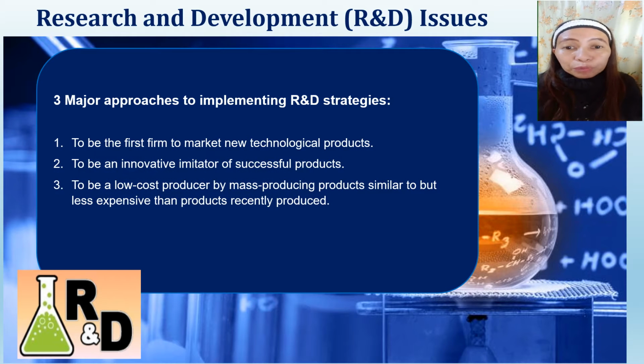There are at least three major R&D approaches for implementing strategies. First, the first strategy is to be the first firm to market new technological products. This is a glamorous and exciting strategy but also a dangerous one. Firms such as 3M and General Electric, or GE, have been successful with this approach, but many other pioneering firms have fallen, with rival firms seizing the initiative.